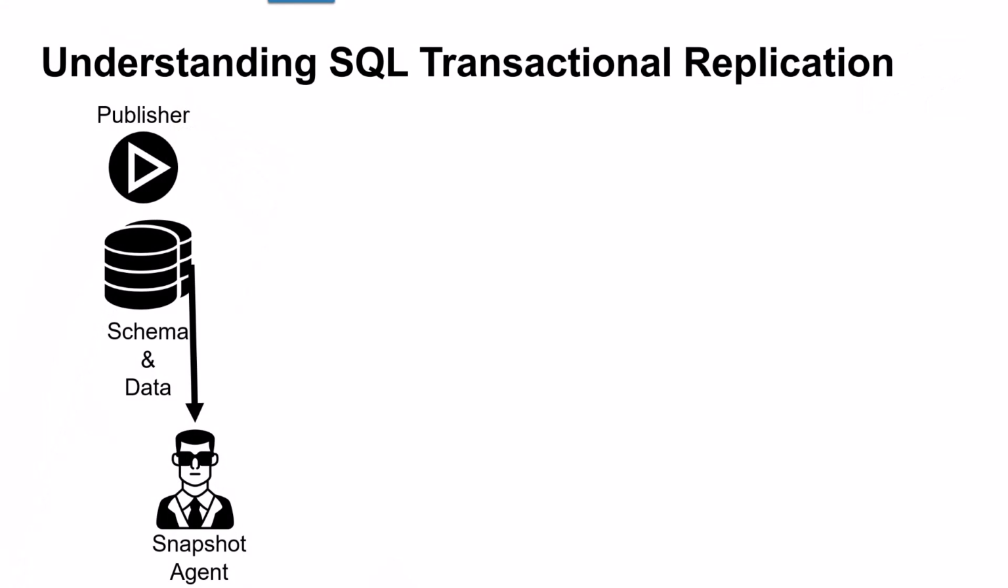The first step in creating a publication is having the snapshot agent create the snapshot, which writes it out to the snapshot folder. The snapshot folder is populated with a series of SQL scripts that, when executed, will create an exact copy of any objects in the publisher's database marked for replication.